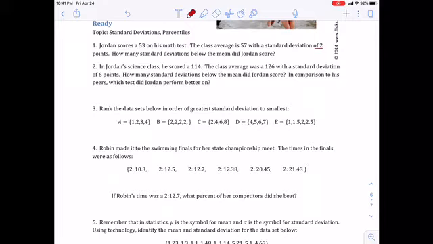Well, if the mean or the average is 57, then I'm going to subtract off one standard deviation, which remember was 2 points, and that gives me 55. Well, 55 is still higher than Jordan's score, which is 53. So I'm going to subtract another standard deviation. 55 minus our standard deviation of 2 equals 53, which is Jordan's score. So Jordan's score is 2 standard deviations below the mean.